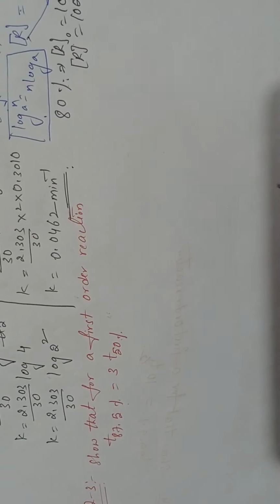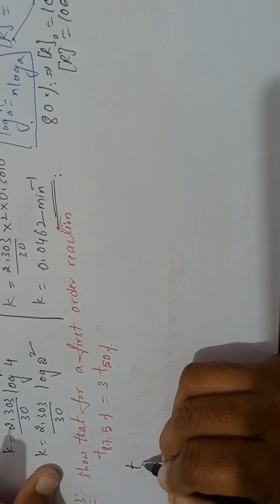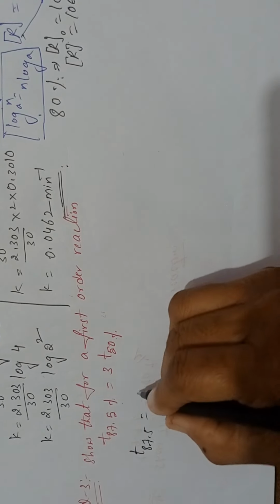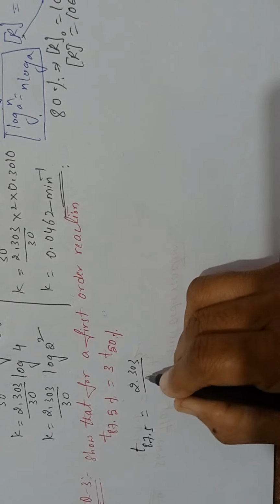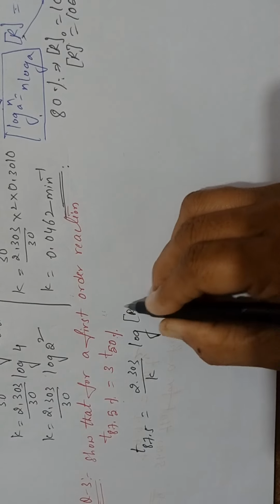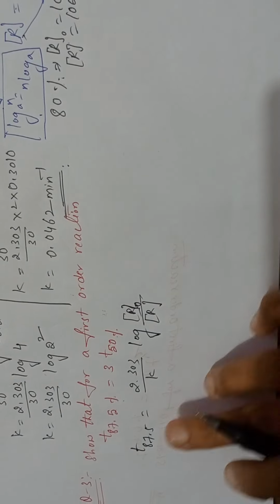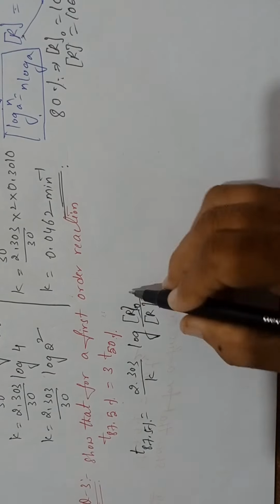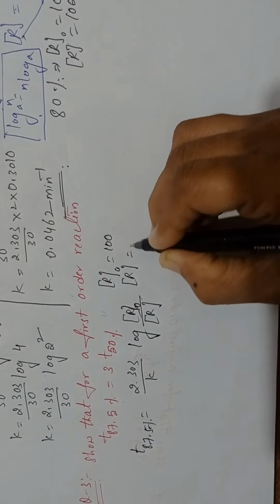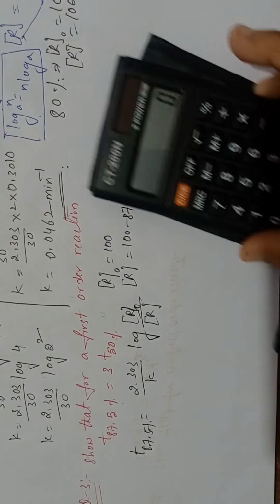Now see, T 87.5% is equal to how much? What formula do you have to write? 2.303 by K into logarithm of R naught by R, initial concentration by final concentration. Clear this one? Initial by final concentration. Now 87.5% is given. So that means the R naught value, tell me, students, how much we have to take? 100. R value how much, students? 100 minus 87.5.